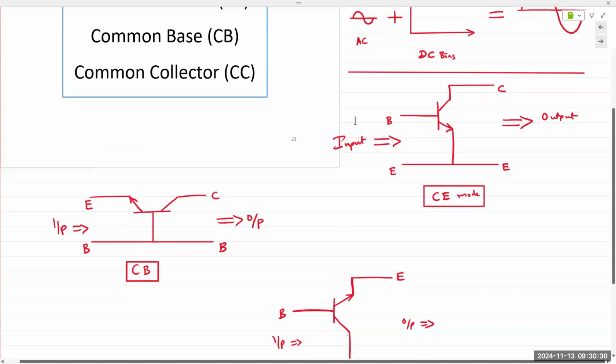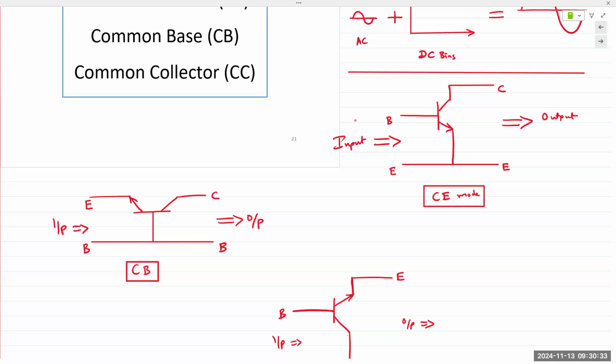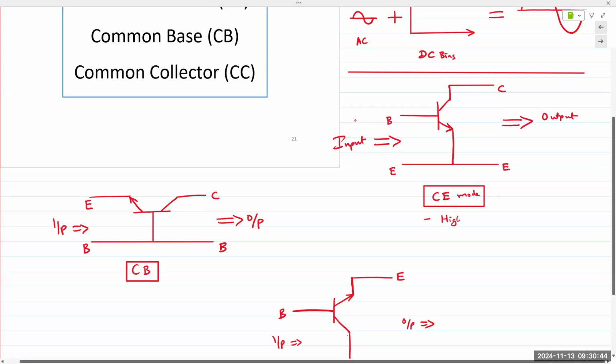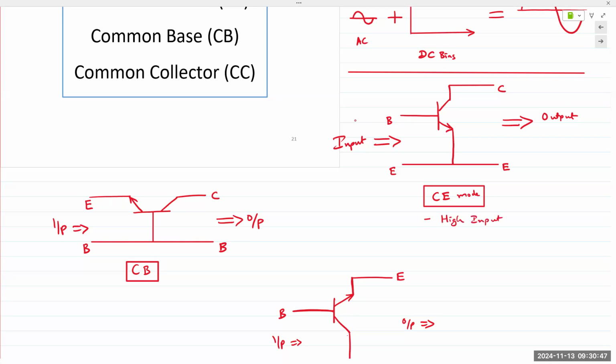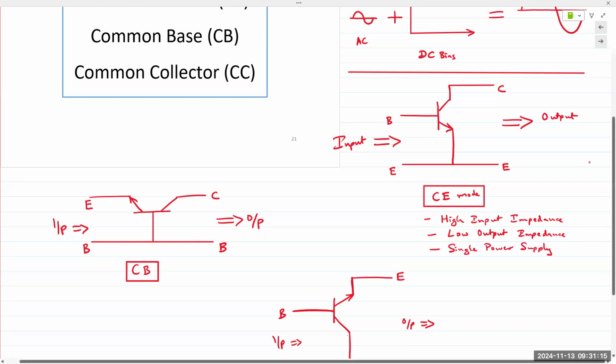So common emitter and common base are the most popular ones. Common emitter is the most popular because there are several reasons, but 3 of the main ones are it has very high input impedance, low output impedance, which is very critical if you are trying to use it as an amplifier, and it is easy to bias with a single power supply. So you can bias the input and the output side with only a single supply.